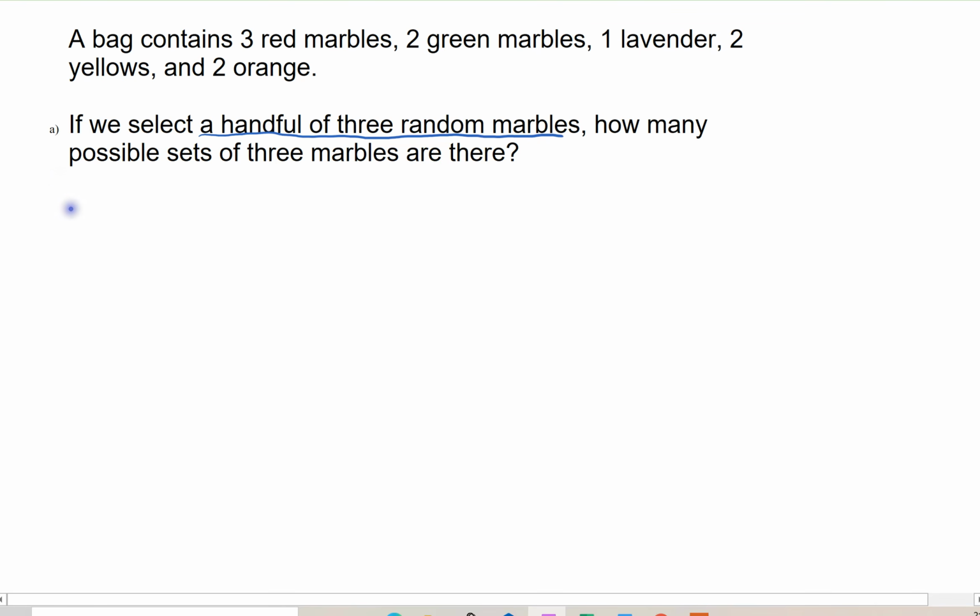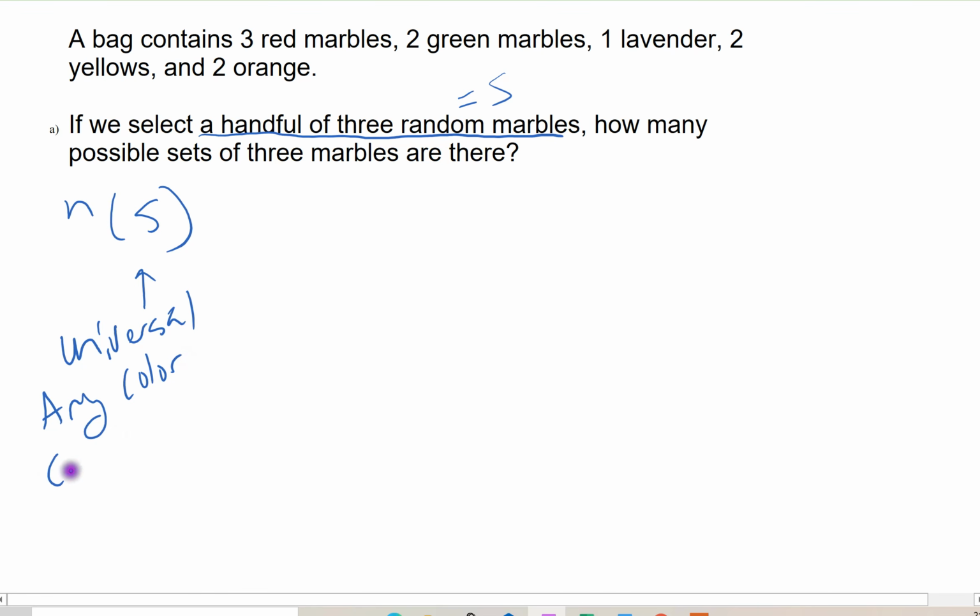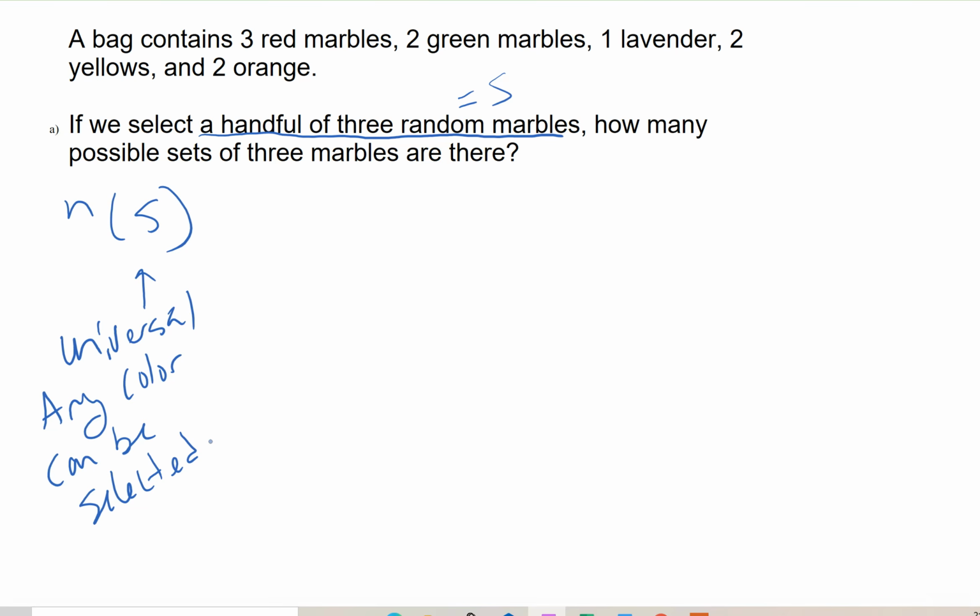And so this would be a universal set. That represents my universal set. And so I can pick any color. Any of my marbles can be chosen. I'm picking a handful of 3. It didn't tell me what color I need to pick, and so this is my universal. You can read that, universal, which means any color, any marble can be selected. Which means I'm choosing out of the entire bag full of marbles. So I need to know how many are in my entire bag full of marbles.